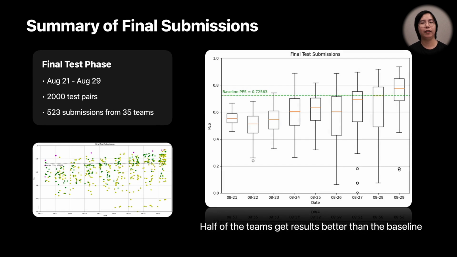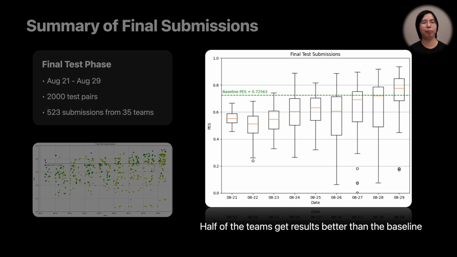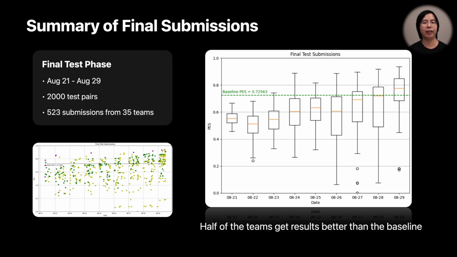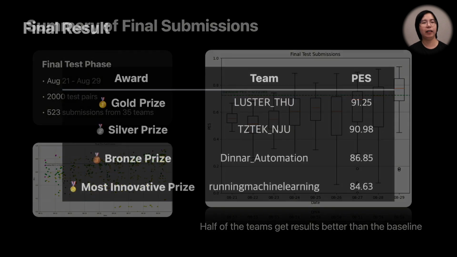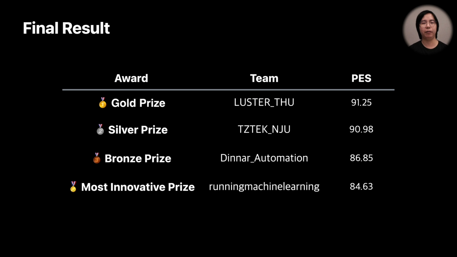During the final test phase, 35 teams made a total of 523 valid submissions. Impressively, half of the teams achieved results that outperform our baseline method. From the box plot, we can observe steady improvement in the participants' methods, with scores increasing day by day as they refine their approaches. Lastly, we are thrilled to announce the winning teams of the data challenge. Some use simple yet effective ensemble and divide and conquer methods, while others leverage the power of vision foundation models. We are also excited to see some truly creative thinking this year.